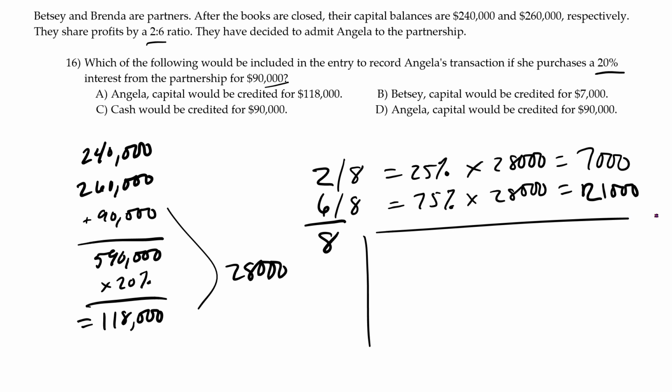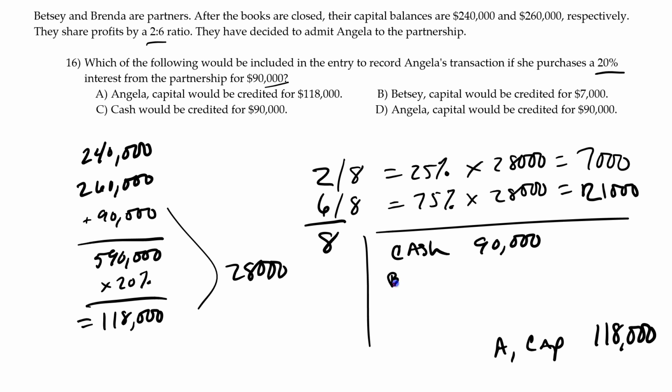So let's go through and check off what's happening. The partnership is getting cash of 90,000. Down here, I'm going to credit Angela's capital for 118, right? Angela is getting equity of 118. So clearly that journal entry doesn't balance. It's because the old partners are giving up some of their equity to Angela.